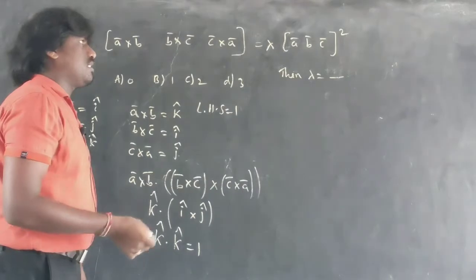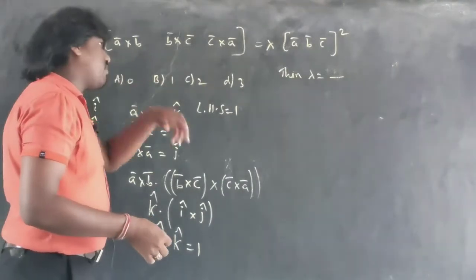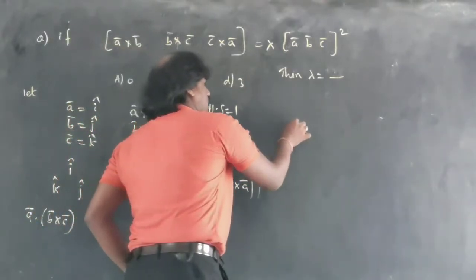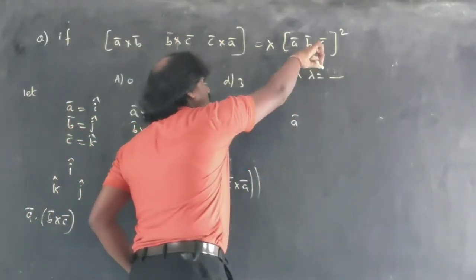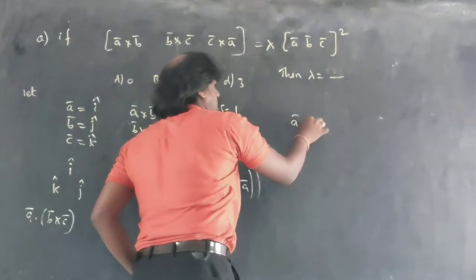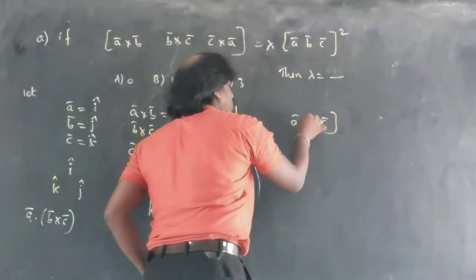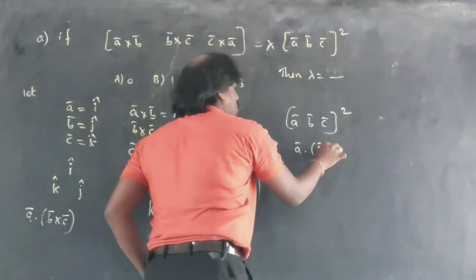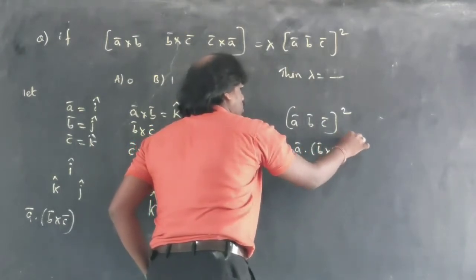Let us go for the RHS part. So what can we write for the RHS part? I simply write here ABC whole square. That is box ABC whole square, which I can write as A dot B cross C whole square.